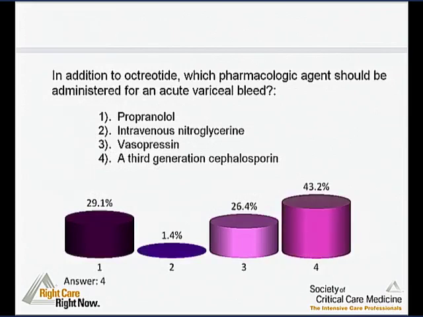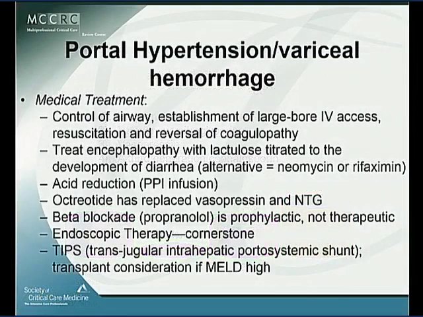Good, and the correct answer is the antibiotic. Once again, we'll talk about that in a few slides, but remember the relationship that this causes, potentially through translocation, an increase in the risk of bacterial peritonitis. So what do you do in an ICU patient with this type of bleed?